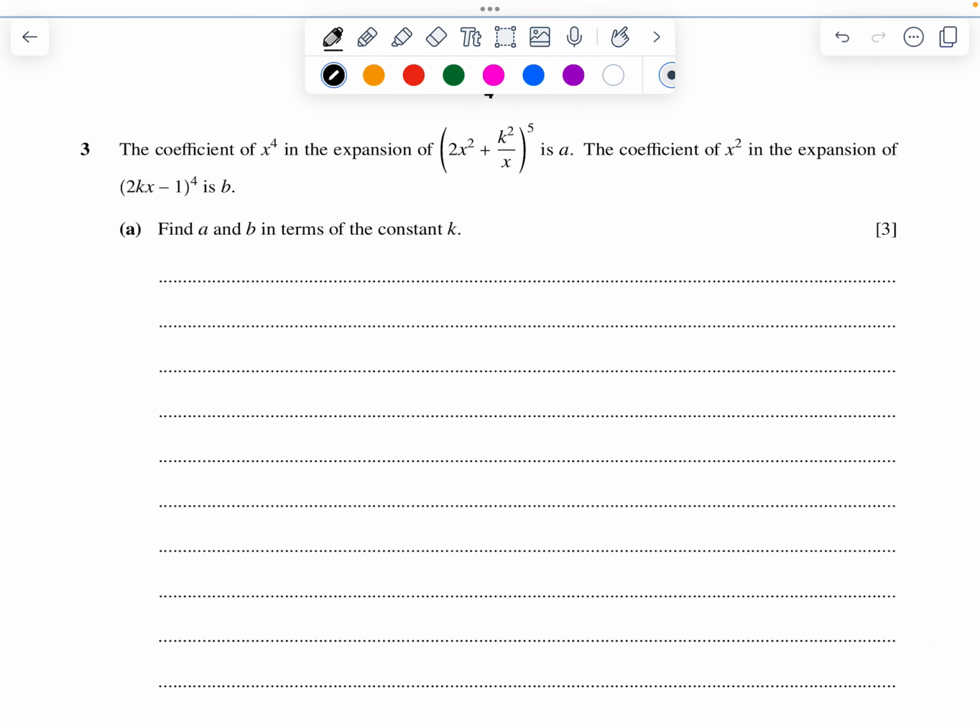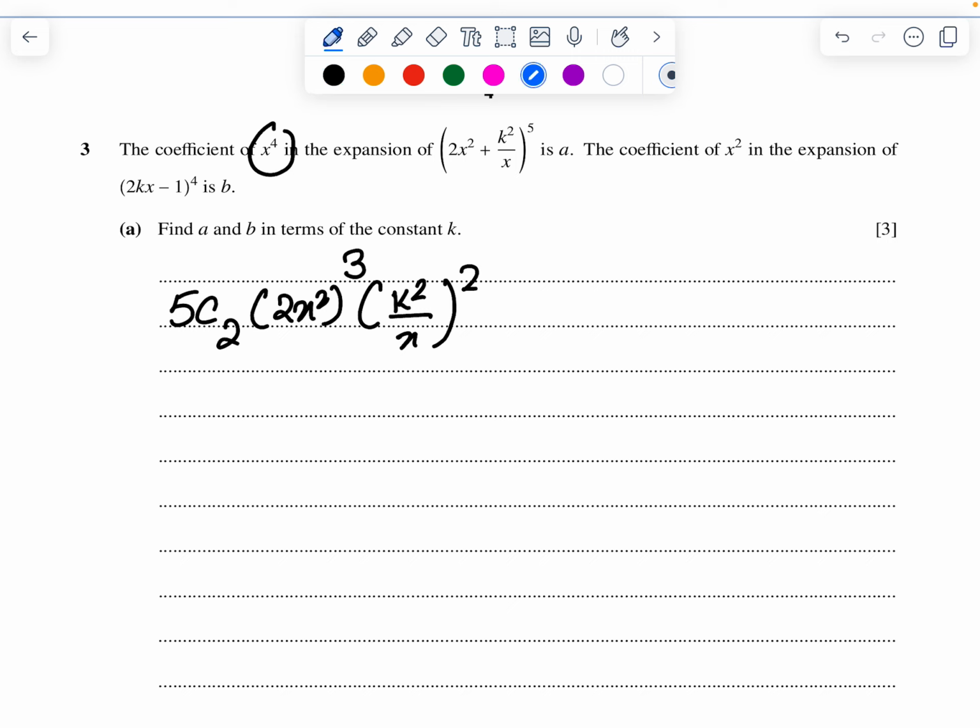Now next, question number 3. The coefficient of x to the power 4. When can I get x to the power 4? Directly from 5C2. If I do 5C2, I will be getting the coefficient of x to the power 4, because 5 minus 2 is 3, and k squared upon x, whole to the power of 2. I can get x to the power 4 in 5C2. Upon practice, you can directly write it out over there.